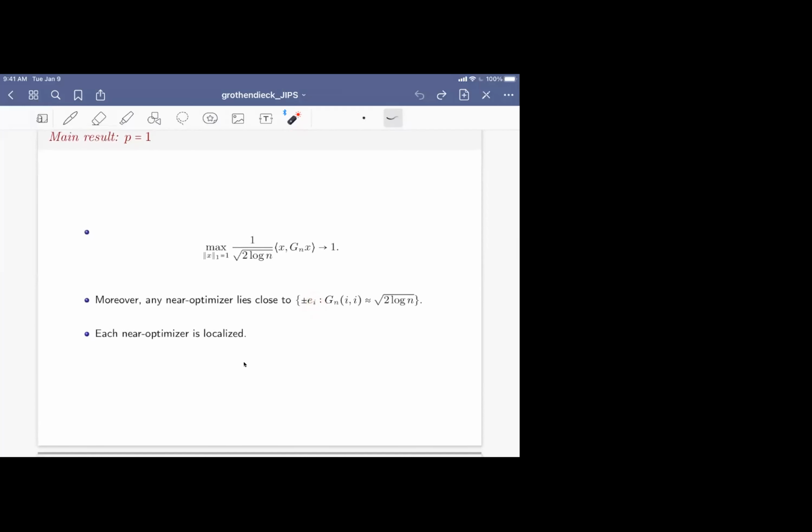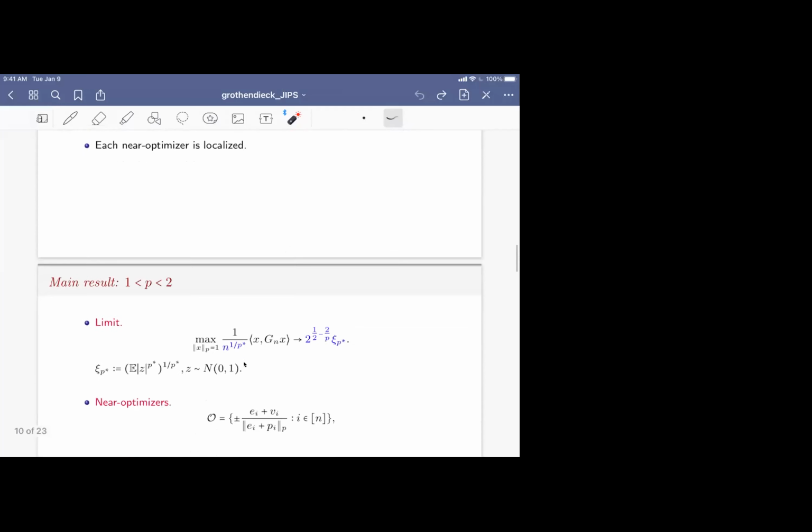And of course, each near optimizer is localized because it is close to the coordinate vectors. So this is an easy result, and it's probably an exercise.